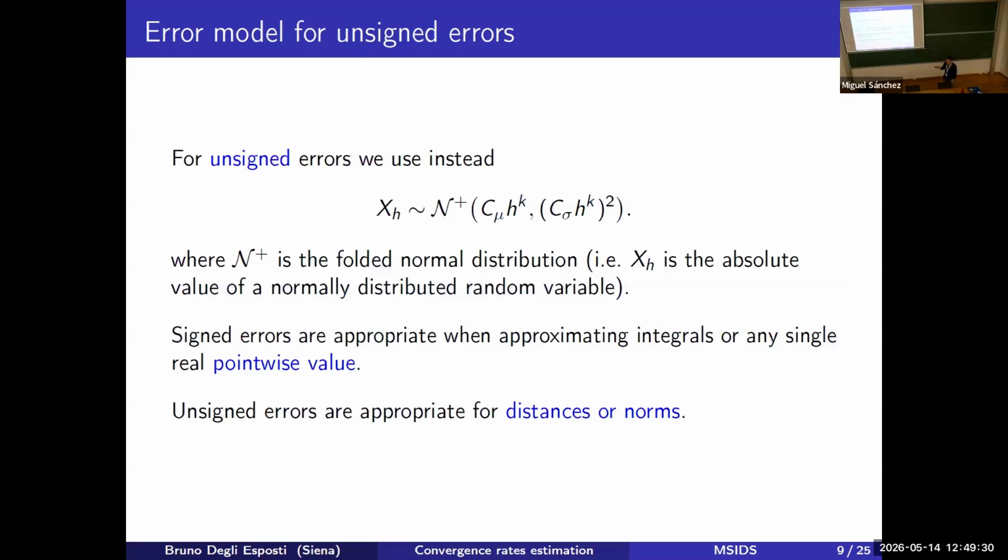So for unsigned errors, we use the same model, or a folded normal distribution. It's like the absolute value of a normally distributed variable. When we approximate the value of an integral, for example, we can overshoot or undershoot the value, so the error has a sign. But if we have a solution of a differential equation, we typically look at the norm or the distance between that solution and the reference solution. So it's a norm, it has no sign. So we also have a model for unsigned errors.